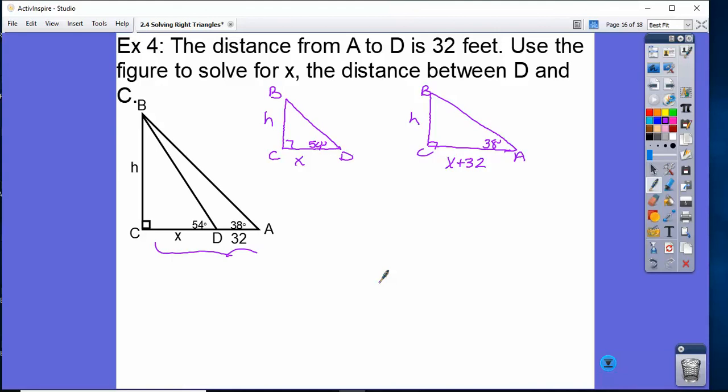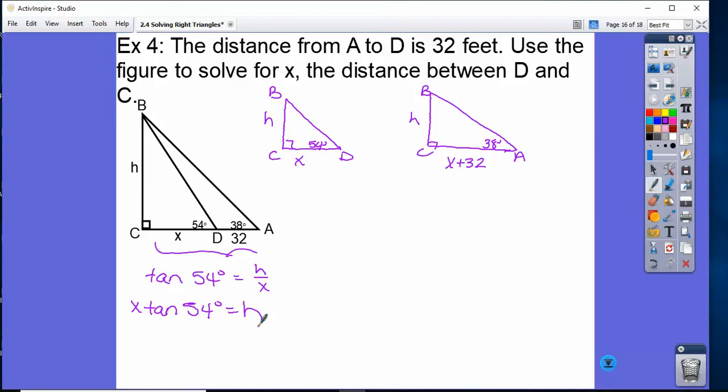So what I could do is say that the tangent of 54 degrees equals X over, opposite over adjacent, H over X. If you want to get rid of the fraction, you can multiply your X over. But then we're pretty much stuck because I don't know X and I don't know H.